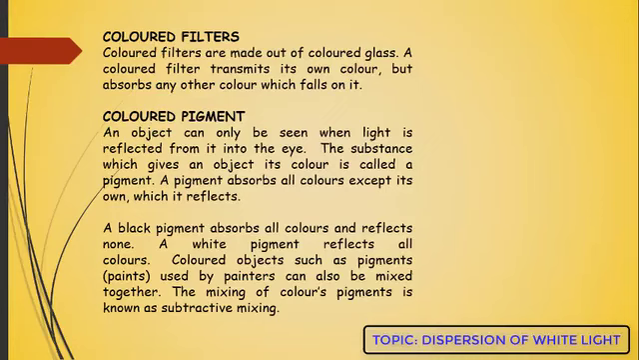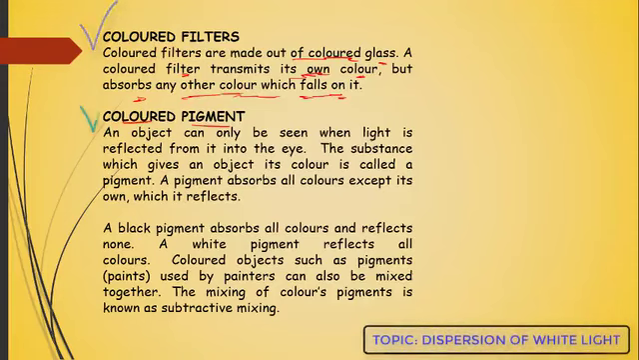Okay, so at this point let's talk about colored filters. Colored filters are made out of colored glass. A colored filter is able to transmit its own color, but it also absorbs any other color which falls on it. A colored filter transmits its own color but absorbs any other color which falls on it.